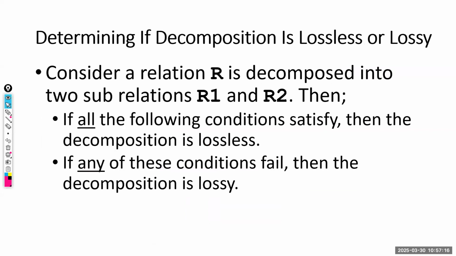Consider a relation R that is decomposed into two sub-relations R1 and R2. If all the following conditions are satisfied, then the decomposition is lossless. If any of these conditions fails, then the decomposition is lossy. So you need to check the following three conditions. If all three are satisfied, it is lossless. If at least one condition fails, it is lossy. Now we'll take the three conditions. Super easy conditions.